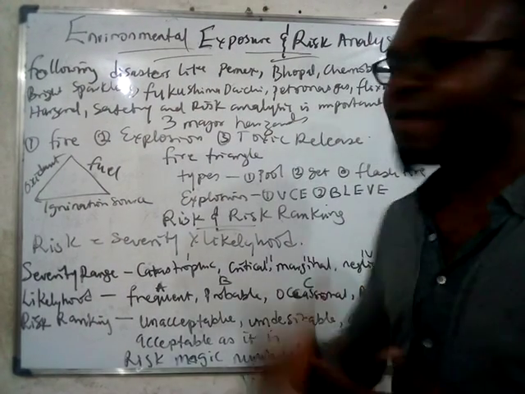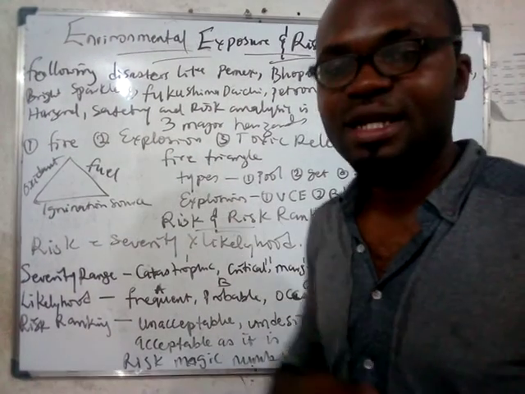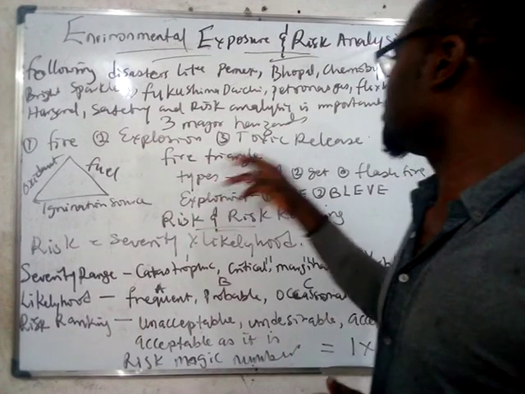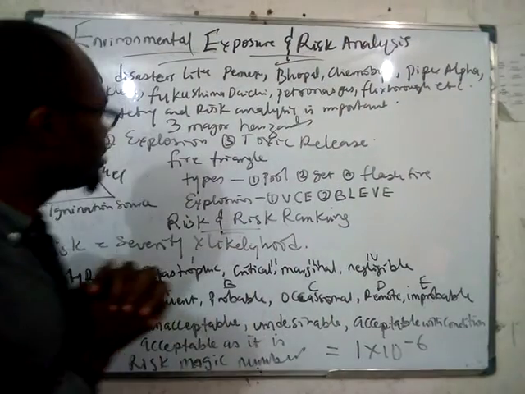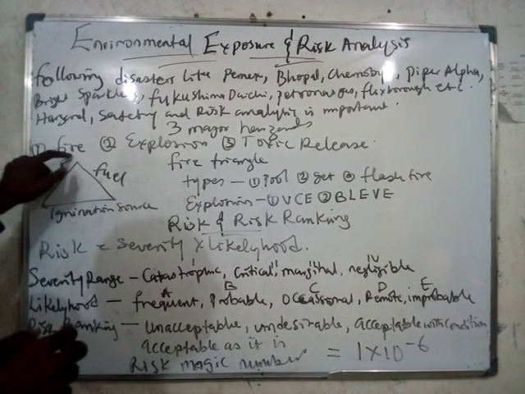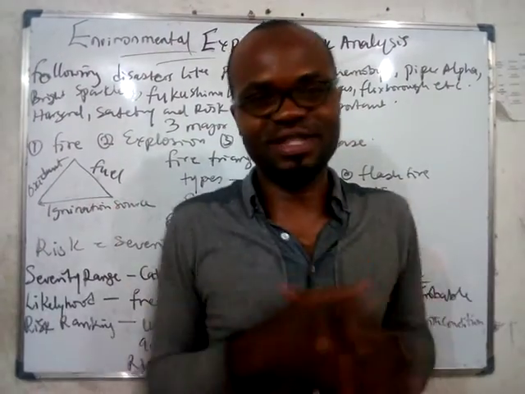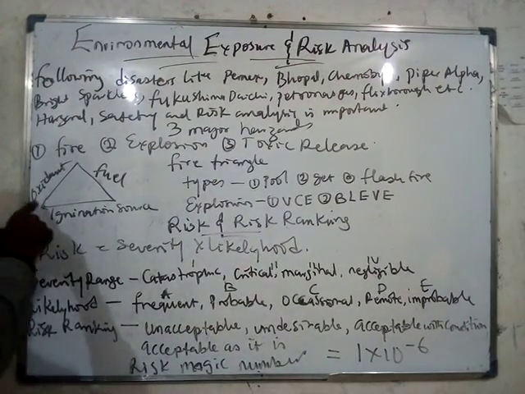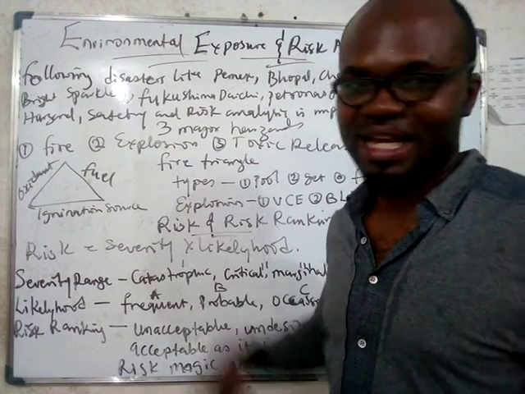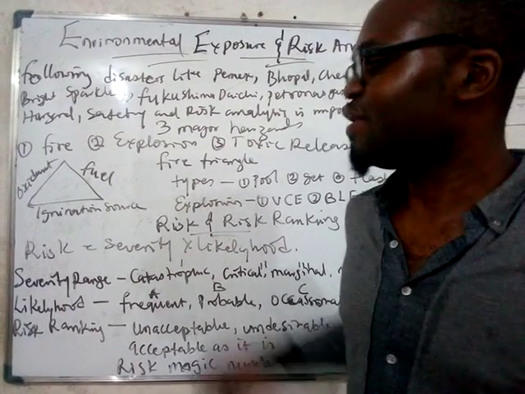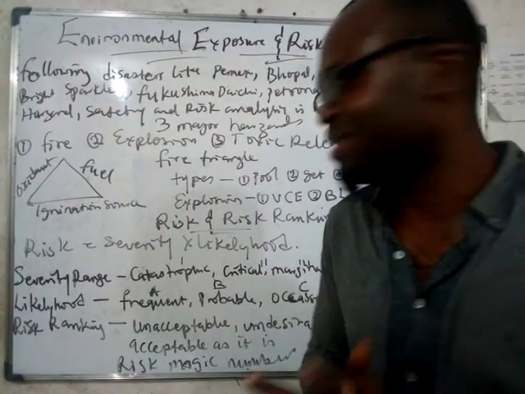Now, there are three major types of hazards that we can have in this world. We have fire hazard, hazard that is caused by fire, explosion, and toxic release of materials that are not good to the body and the environment. Now, for fire to happen, three things must be involved, and that's why we have what we call the fire triangle. Number one, you need oxidants, like oxygen or any oxidant. You need fuel, like hydrocarbons, wood, anything. And you also need a spark, or ignition source. So once we have these three things, you have fire.